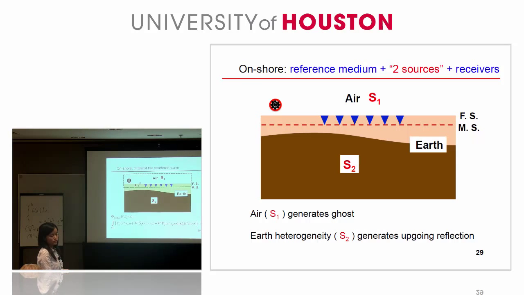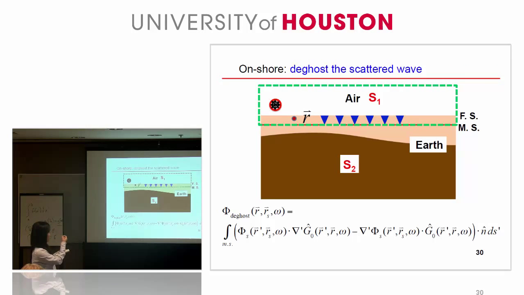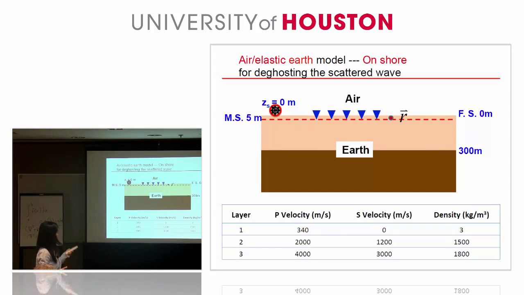And again, here we use the gradient theorem, put such a closed surface, and put the evaluation point above the measurement surface. We can effectively get the contribution from S2 or get the upgoing reflection data after applying those integral formulas shown here. Okay, next I use the same model to show you how we remove the downgoing wave from the upgoing wave. And this is the same experiment.